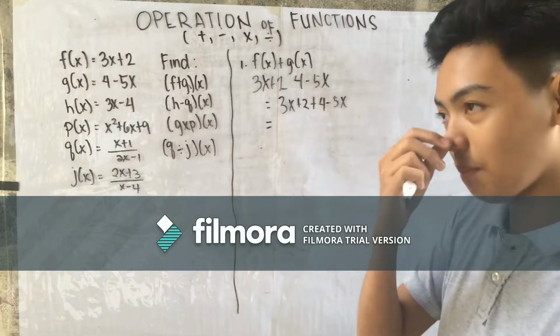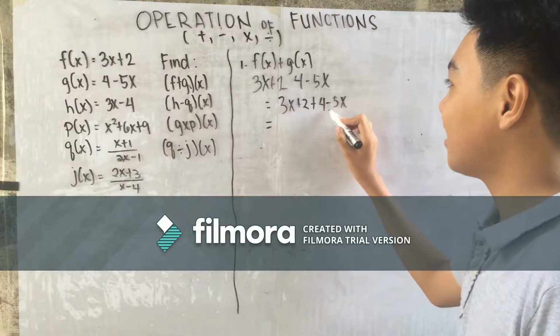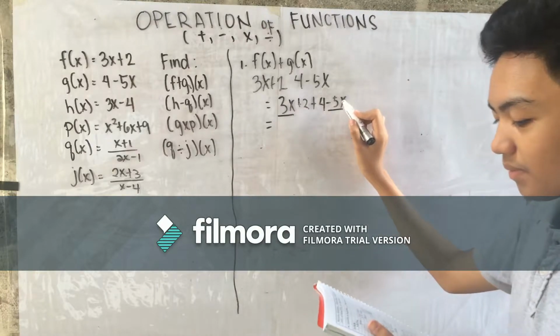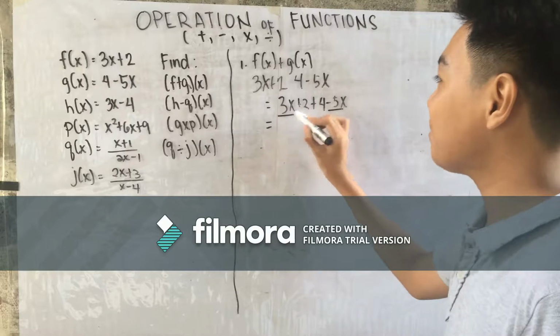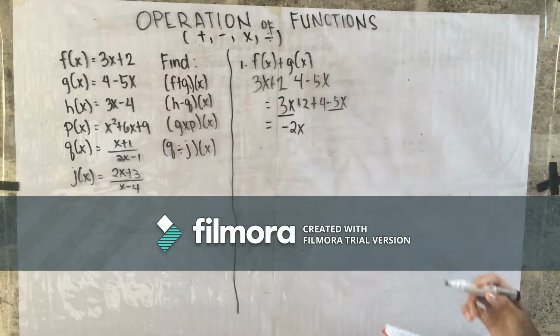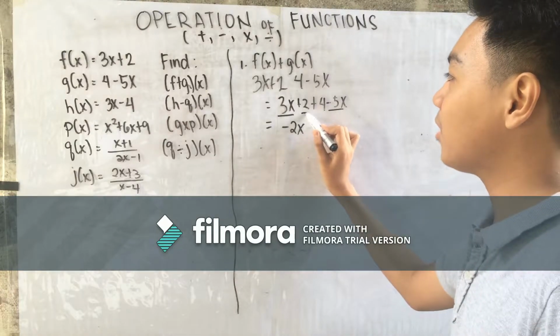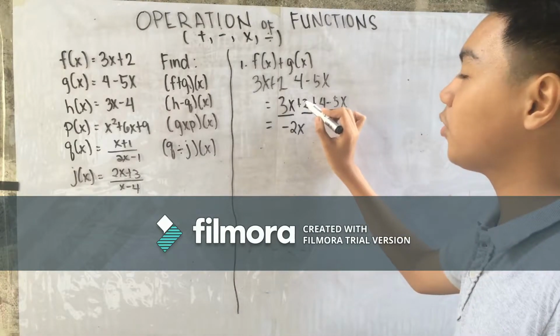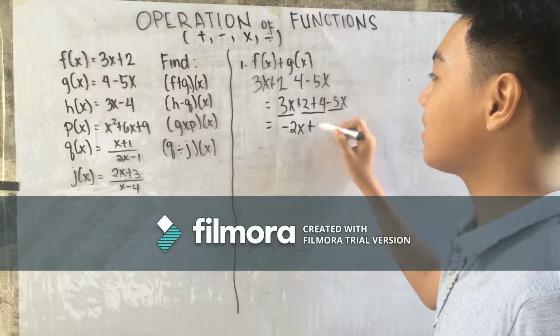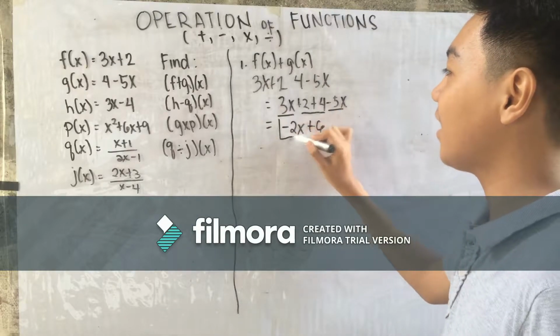Next step is to combine like terms. Ito muna ang dalawang may x. So, 3x minus 5x is negative 2x. Tapos next naman, i-combine mo itong dalawang to. So, 2 plus 4 is 6. So, negative 2x plus 6. Ito yung final answer.